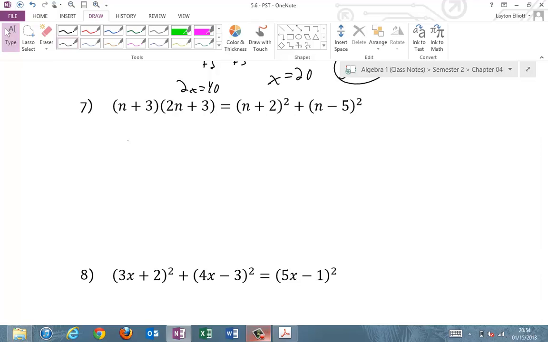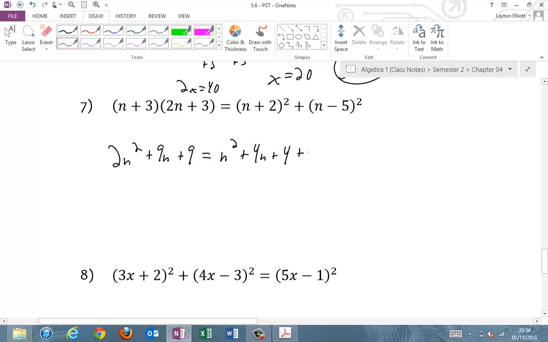Now you're back. Square this, don't square that, FOIL these two. First, 2n squared. Watch, we're going to do the outer and inner at the same time. Outer is going to be 3n and inner is going to be 6n. 3n plus 6n is 9n. That's the O and the I in FOIL, and then your last is 9. Equals n plus 2 quantity squared, which is n squared plus 2 times 2 times n is 4n, then plus a 4 because 2 squared is 4. Then plus n squared minus 10n plus 25.